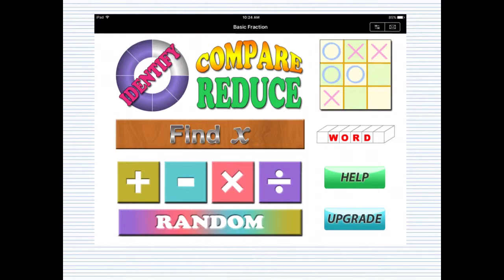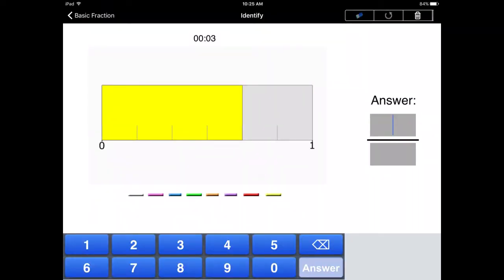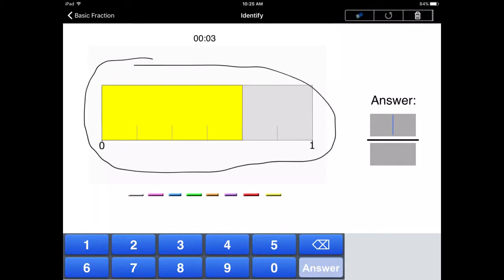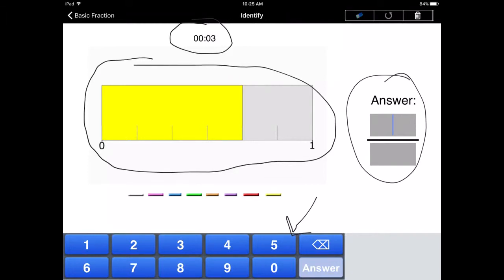The first feature I want to talk about is the Identify feature. In the Identify portion, students have to identify the shaded parts of an object. Some objects are like this ruler, and there's also a pizza and a pie. It keeps track of how long the kids take, and it has a keyboard at the bottom for the students to type in their answers, and it also shows the answer out to the right side.